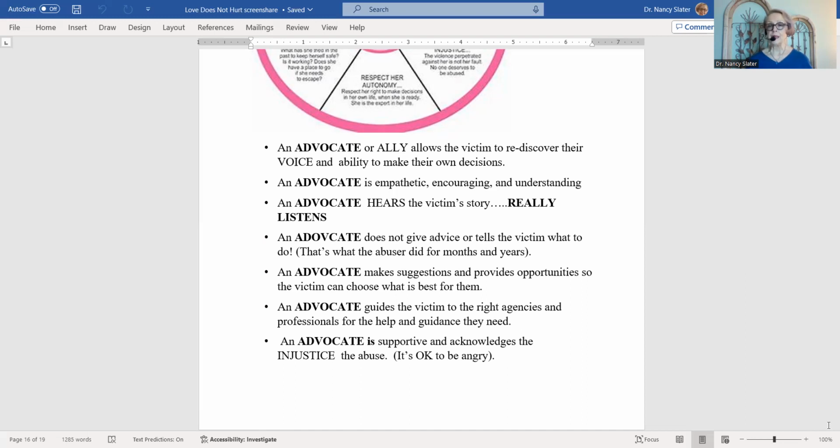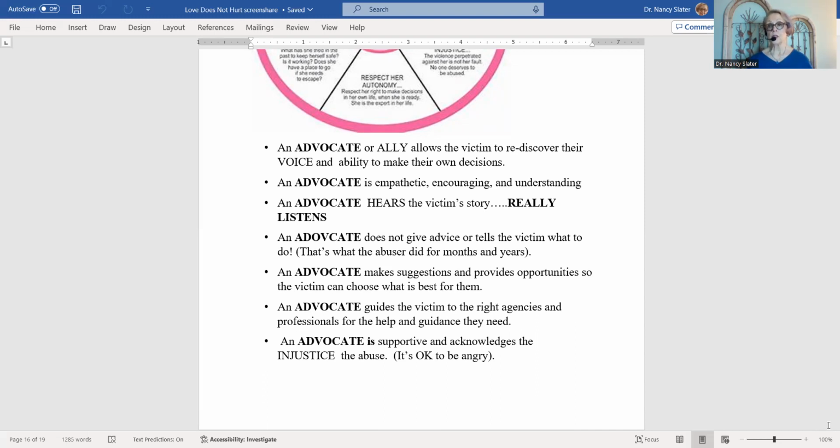An advocate is empathetic, encouraging, understanding. An advocate hears the victim's story and really listens. Why do I put that there? You know, we were created with 2 ears and 1 mouth, and we should use them in the proportions that we were created with. 1 mouth, 2 ears. Listen, hear, really hear what the victim is saying. An advocate does not give advice or tell the victim what to do. That's what the abuser did for months and years. An advocate makes suggestions and provides opportunities so the victim can choose what is best for them.